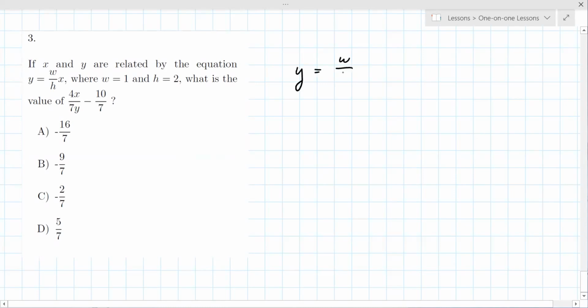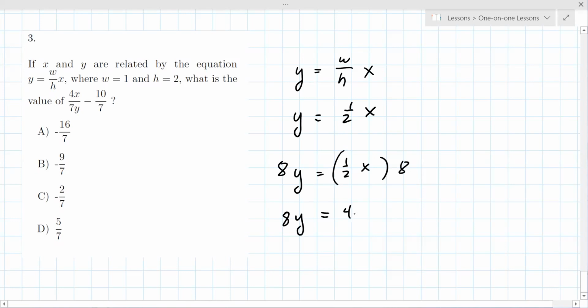Okay. I feel like we've done this type maybe before. Trying to remember. Well, I guess you could plug in y and h. Okay, so that's y equals 1/2 x. So we want 4x over 7y. We somehow want to get to that. So for example, this is one of those things that is a little bit awkward: if you multiply both of these by 8, you get 8y equals 4x.